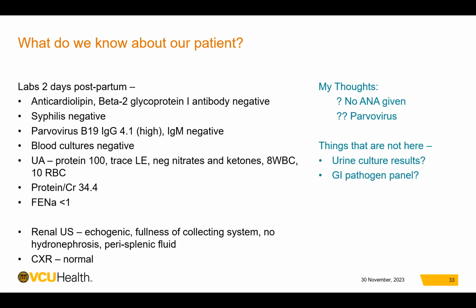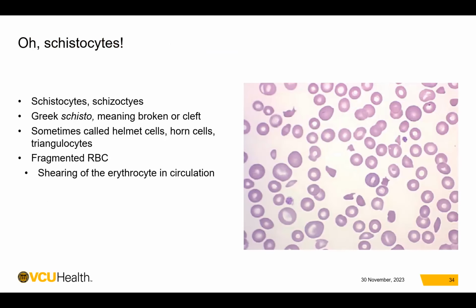Her renal ultrasound was really not telling to me, and I'm not really sure what to make of it. I was thinking, well, if they gave us the anti-cardiolipin antibody and the beta-2 glycoprotein, how come they didn't give us an ANA or lupus anticoagulant? And also, the parvovirus seemed a little unusual for me. Also, this UA I don't think would trigger a reflex culture, but I wonder what if there was a urine culture for the initial UA. She did get treated for a UTI. And did she have a pathogen panel, a GI pathogen panel with her diarrhea? Those would be helpful.